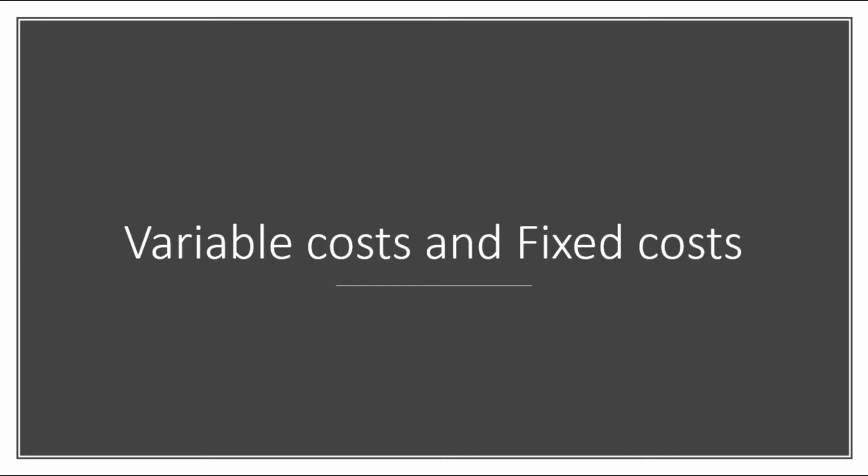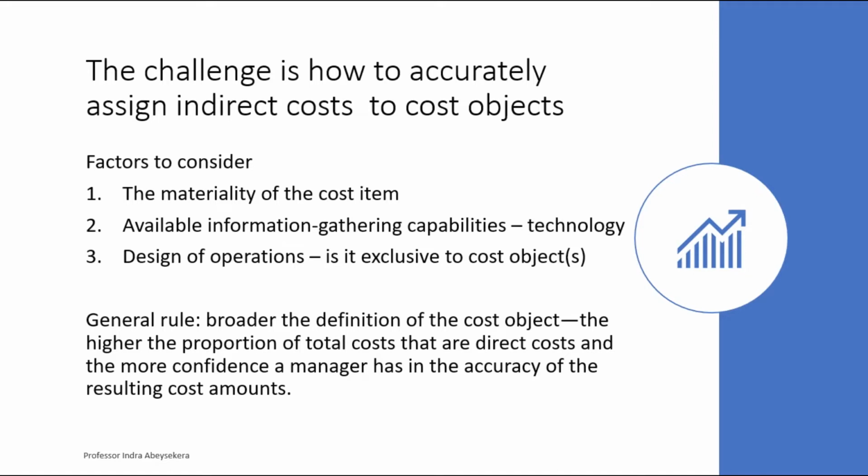So one classification is to look at costs as direct and indirect. Another classification of costs is to look at them as variable and fixed. But the challenge here is how accurately we can assign indirect costs to cost objects. We know that fixed costs and variable costs can both be direct costs or indirect costs.